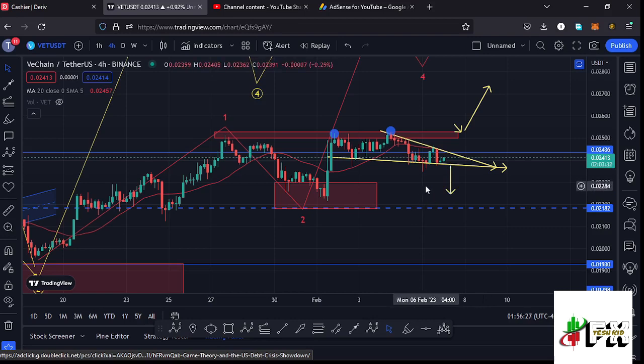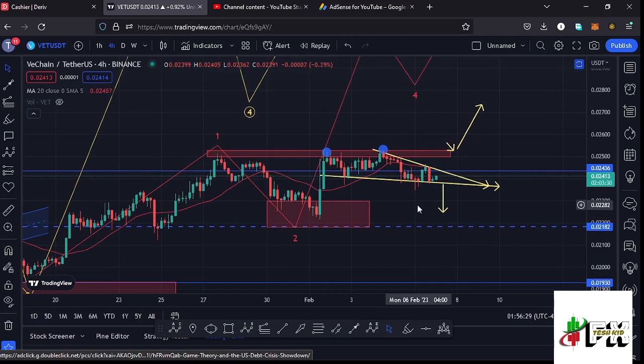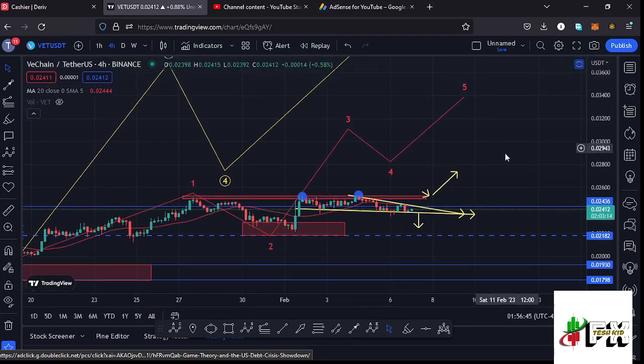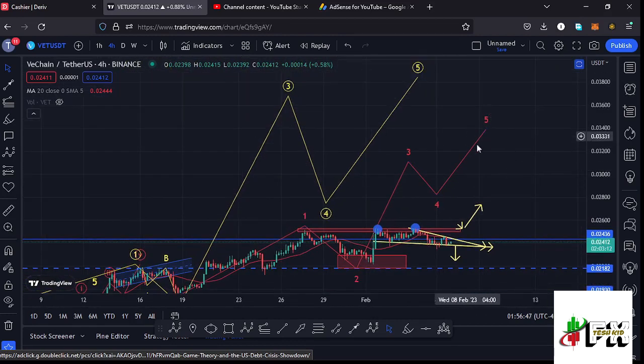But I'm expecting that Vechain is going to be able to break above that key area of resistance, continue pushing higher, see a breakout out of this chart pattern to the upper side and continue pushing higher to fully maximize the formation of this wave 3 before we can expect a wave 4, and then continue pushing even higher in the formation of this wave 5, which should fully maximize the formation of that larger Elliott wave count 3.